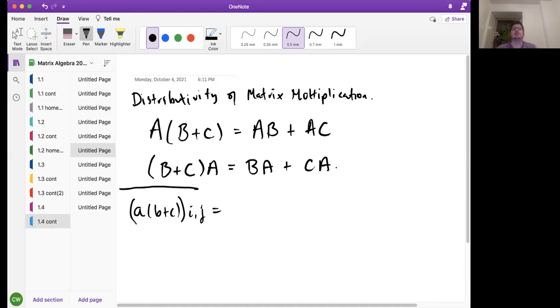Last time we ended with associativity of multiplication, which was the hardest one to do.